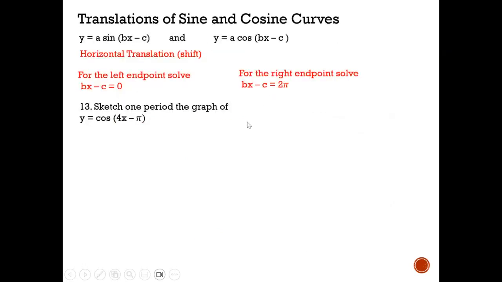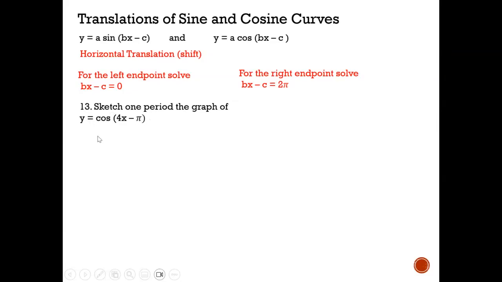Number 13 is going to be one that has horizontal translation. Which means y equals a sine of bx minus c, or y equals a cosine of bx minus c. For the sine and cosine, we do the very same process to find the points. But with this translation, I like to apply it at the very end. Let me show you what I'm talking about.